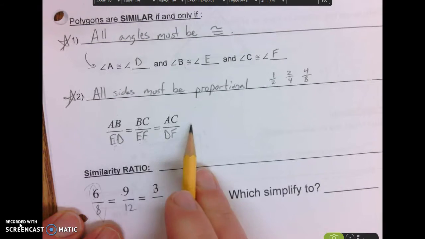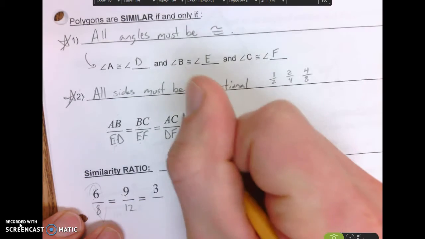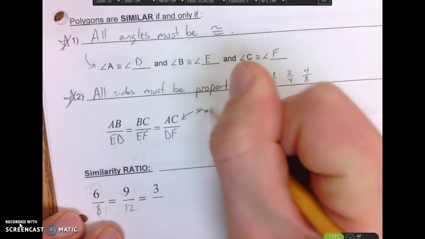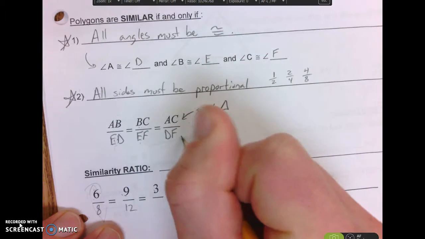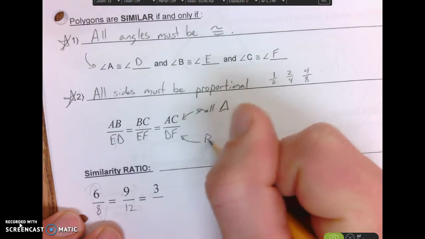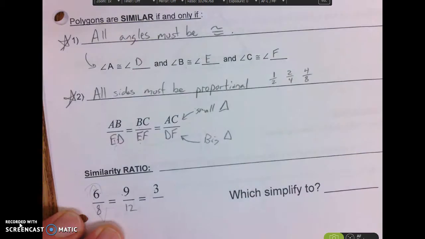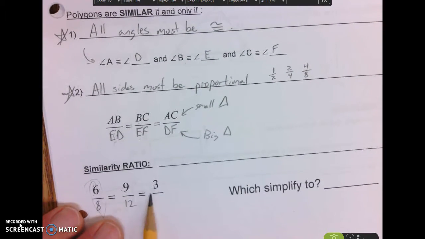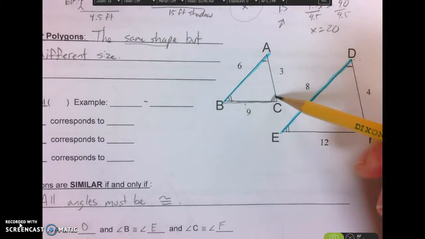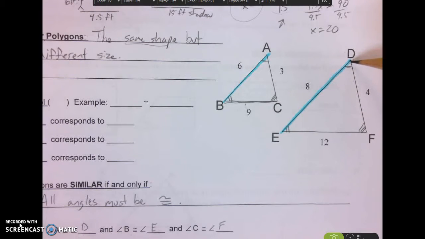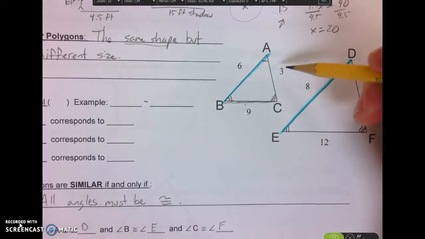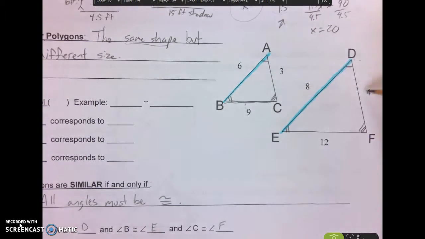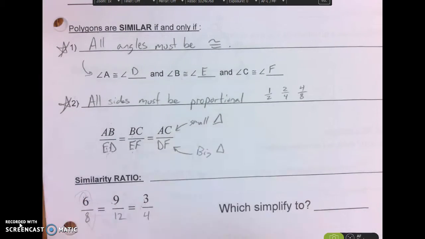So in every single one of these, we took the side that was from the small triangle and put it over the side from the big triangle. That's why it's going to work. We chose small over big every time. So if we look at the last ratio, we got 3. 3 came from the small triangle. That's going to be proportional with this side that comes from the big. So we're going to do 3 over 4, small over big, 3 over 4.